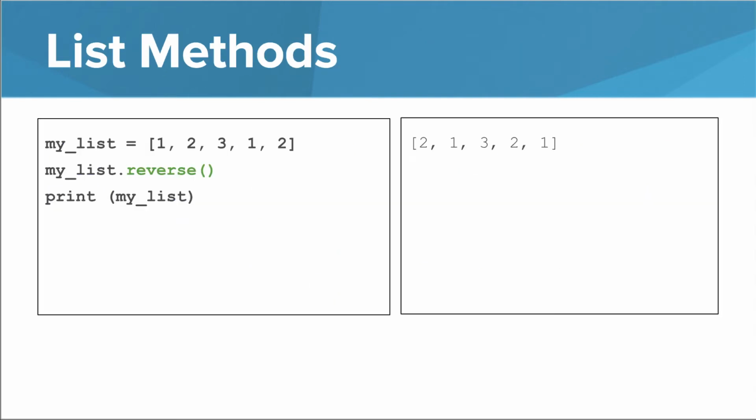Here's reverse. It just changes the list to be in reverse order. Note that this is not reverse sorted order. If you want to put your list in reverse sorted order, you can do something like this. Sort it first, and then put it in reverse order. Finally, you can use the remove method to remove something. Note that it just removes the first instance of that thing. So in this case, it only removes the first instance of the number 2. The second instance of the number 2, right at the end of the list, stays put.